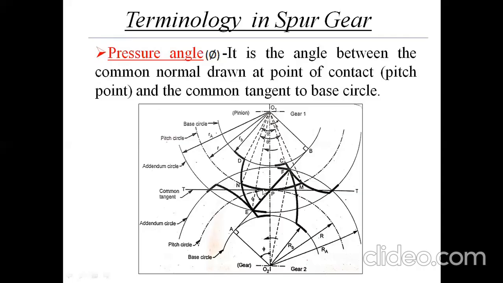Pressure angle is very important to understand while solving numericals, and there are standard values of pressure angle, which are 14.5 and 20 degrees. These two values are used while solving numericals if not given in the question. Nowadays, gears with a pressure angle of 14 and a half are obsolete in the market. Nowadays, the gears available in the market are of 20-degree pressure angle.